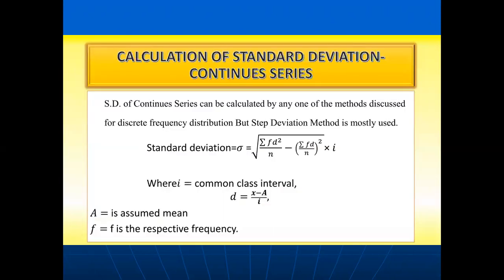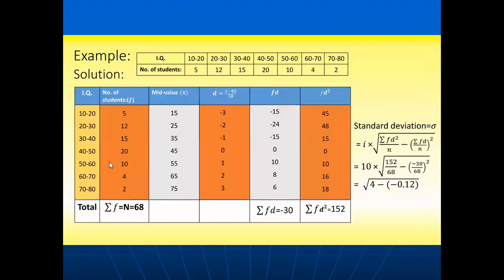In continuous series, same formula, you can see it. We'll be having a class interval. So let us take this particular problem where we have a class interval. The IQ levels are given in class intervals as 10 to 20, 20 to 30, and it goes up to 70 to 80. The frequencies are 5, 12, 15, 20, 10, 4 and 2. The sum of the frequencies is coming to 68. In case of class interval, we have to calculate the midpoint. How to calculate the midpoint? The midpoint is calculated by adding the upper limit and lower limit and dividing by 2.